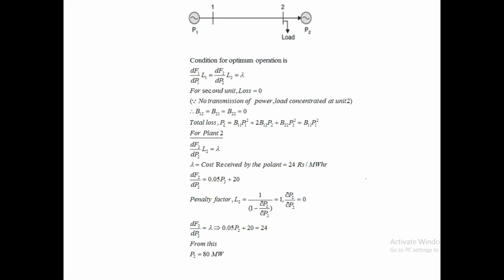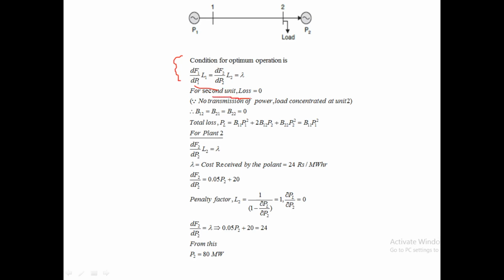Now you look into this here. The condition for optimum operation is what? df1 by dp1 into L1 equal to df2 by dp2 into L2 equal to lambda. This is the condition if you are considering the losses. If losses are not considered, then df1 by dp1 equal to df2 by dp2 equal to lambda.